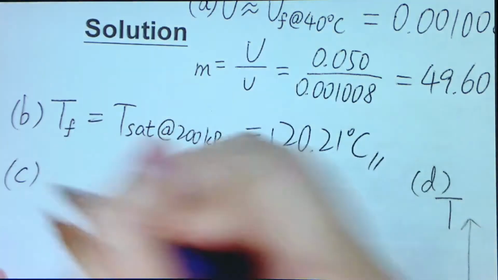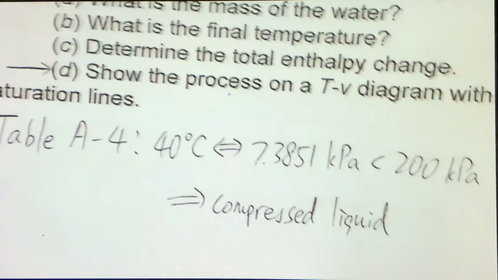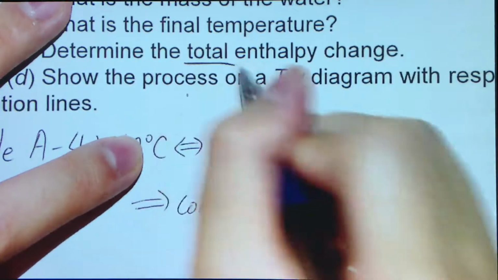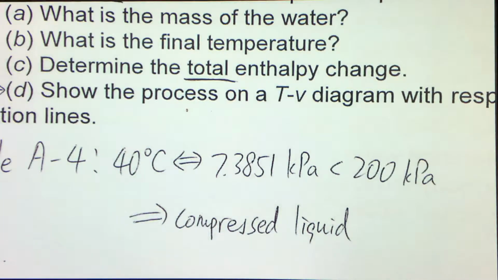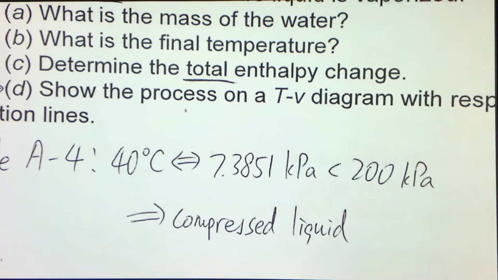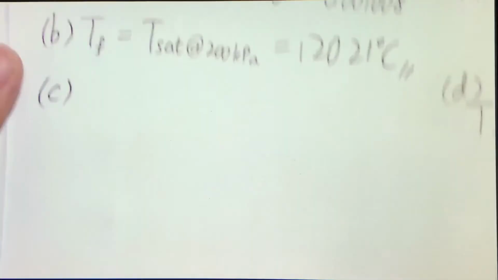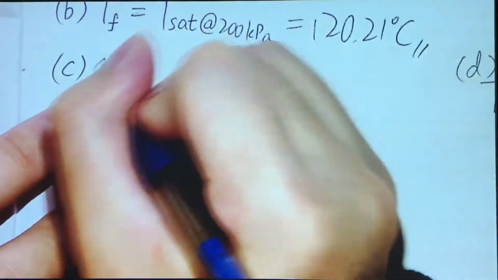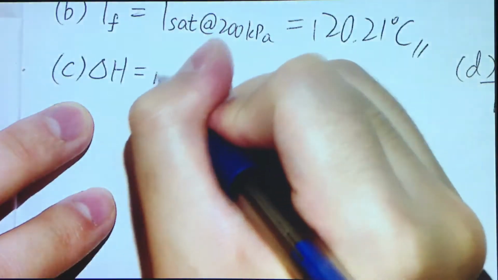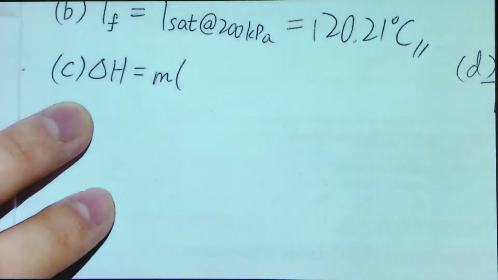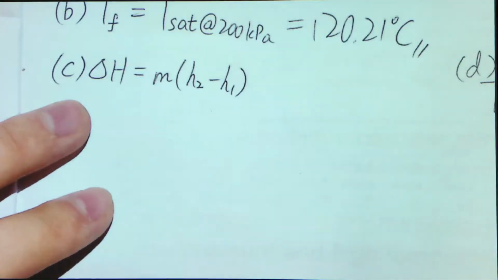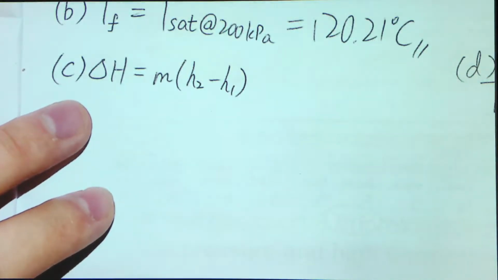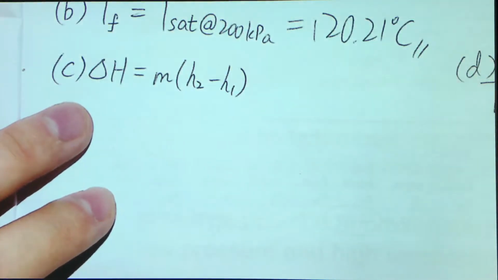So how about part C? We need to determine the total enthalpy change. Total means that we need to multiply the specific enthalpy by the mass to get the total enthalpy change. First of all, we need to find out delta H. The delta H should be equal to the mass multiplied by H2 minus H1, the final enthalpy minus the initial enthalpy. But what is H2? What is H1? We need to find out that.